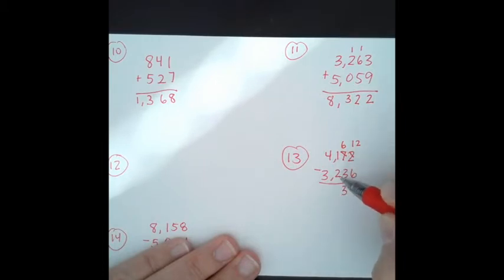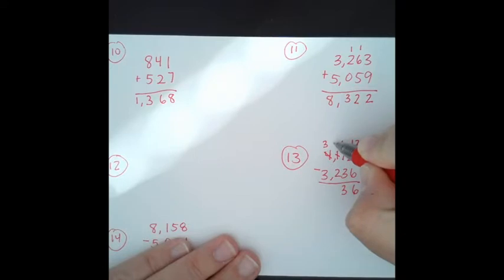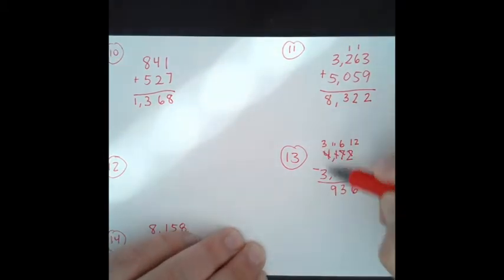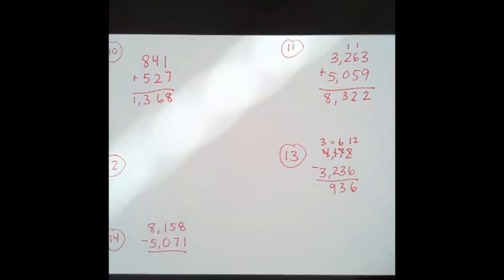1 take away 2, we are not able to do that. So we need to trade from the thousands place. So we trade 1,000, that would be 3. We already have 1 hundred, that'll make it 11. 11 take away 2 is 9. And 3 take away 3 is 0. So our answer there is 936.